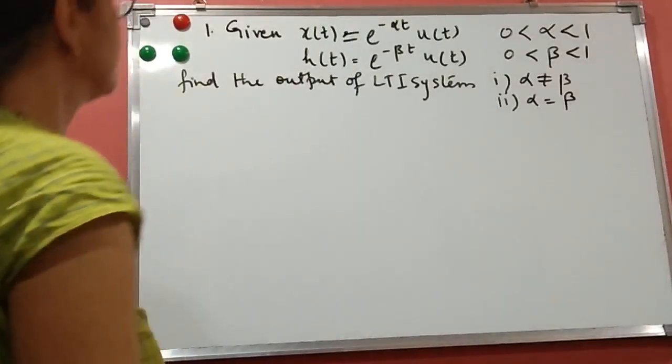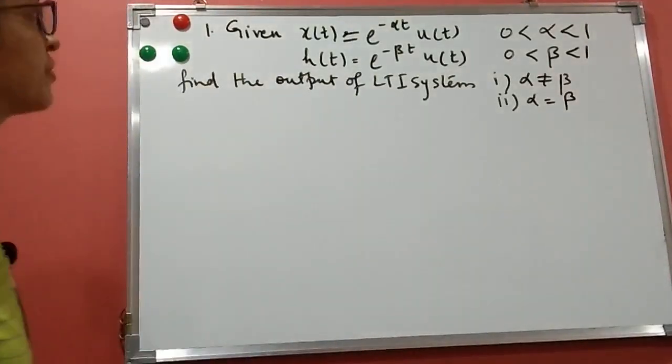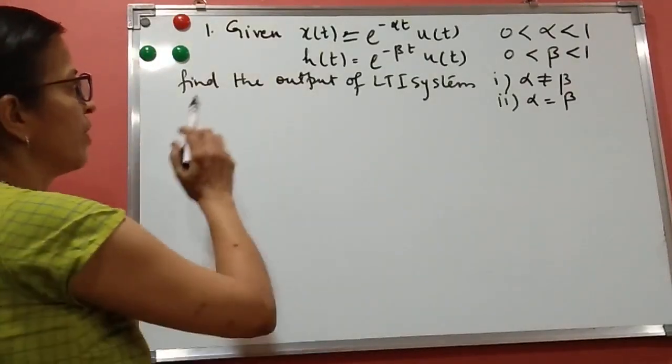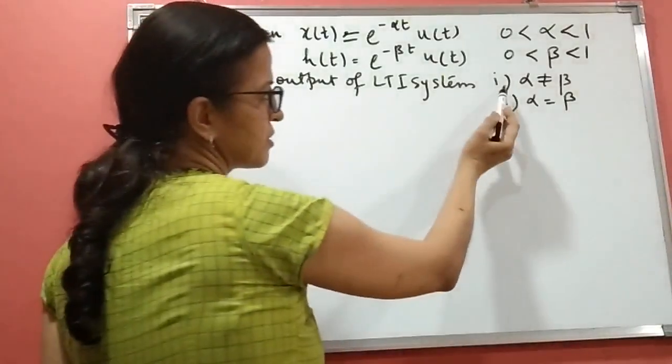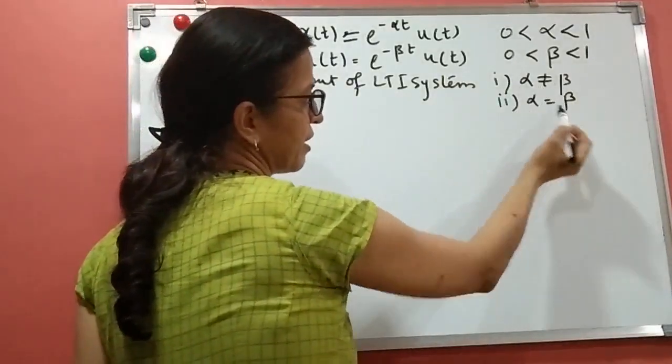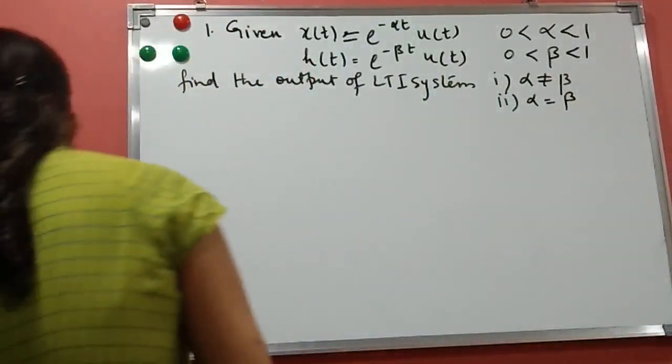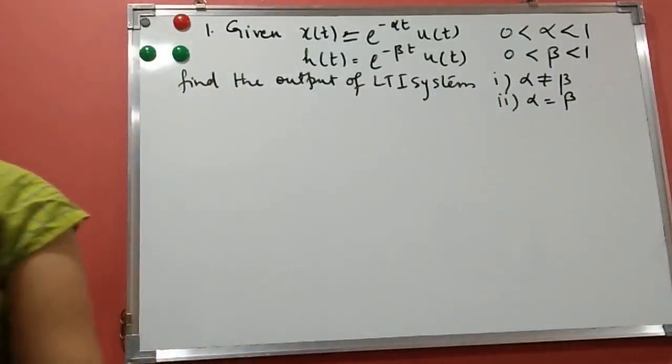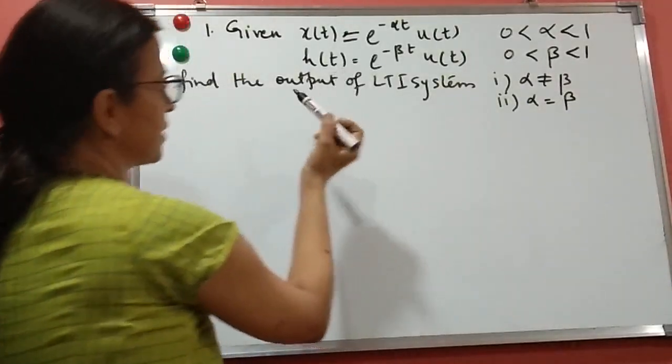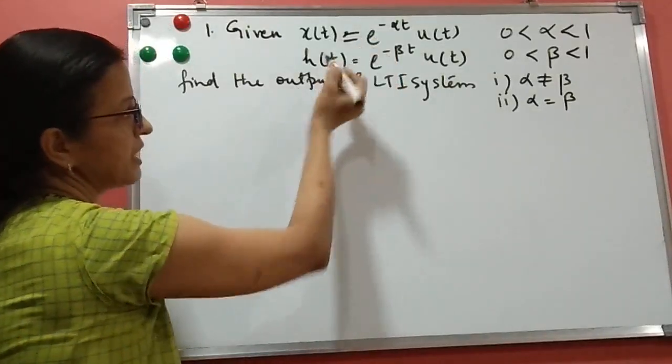So we'll see some examples for the convolution integral. The question is: given x of t is e raised to minus alpha t u of t, for alpha between 0 and 1, and h of t is e raised to minus beta t u of t, beta between 0 and 1, find the output of the LTI system for alpha not equal to beta and alpha equals beta. Whenever the output of an LTI system is asked, it is nothing but the convolution of x of t and h of t.